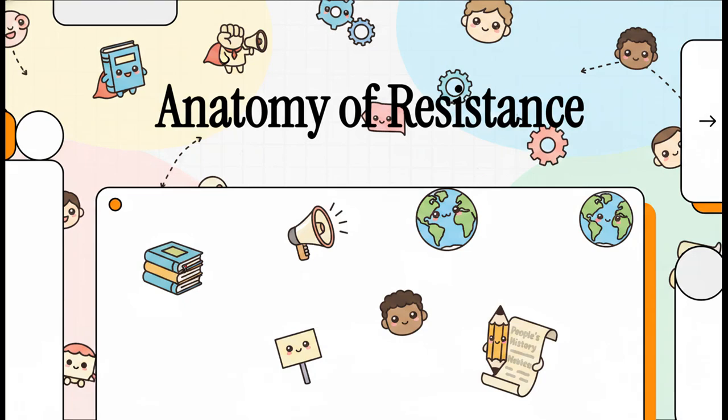Welcome to this explainer. We're going to synthesize some seriously profound historical texts to figure out how history is actually made from the bottom up. We usually learn history as this neat, tidy timeline of presidents, generals, and treaties. But what happens when we flip the script? Today, we're diving into the mechanics of historical resistance.